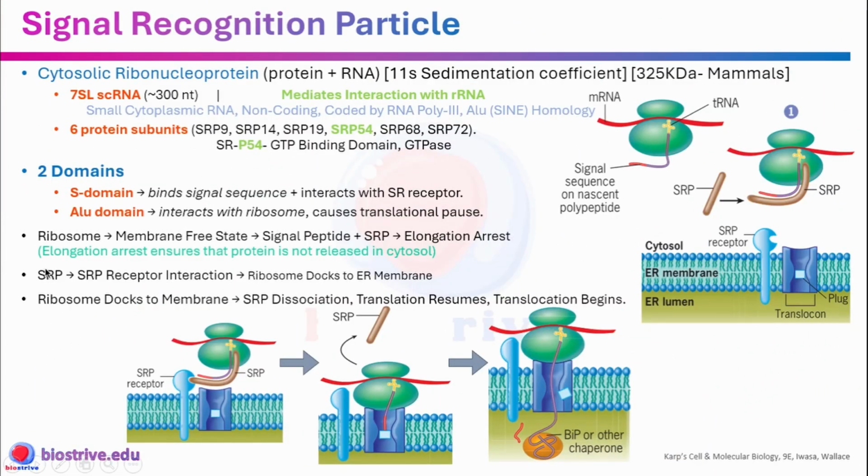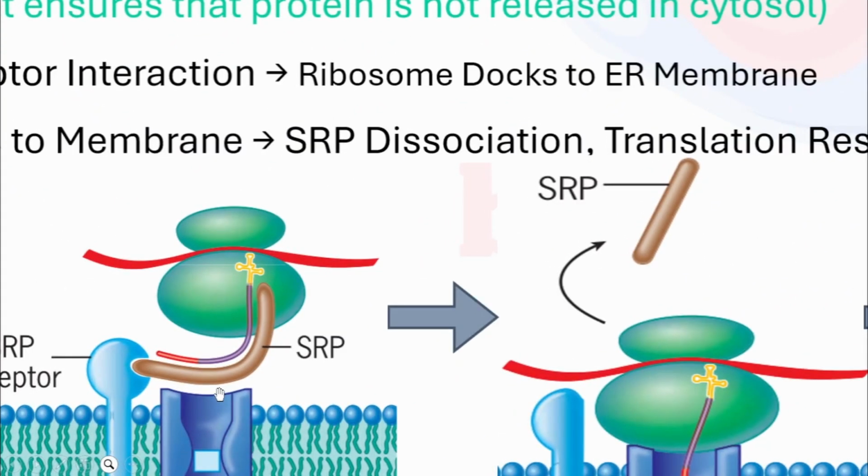Now, the important point to be noted here is that this signal recognition particle consists of two domains. By the ALU domain, it interacts with the ribosome, and by the S domain, it binds with this specific signal sequence as well as this SRP receptor. And when it binds with the ribosome, as you can see here, it causes elongation arrest of translation. This ribosome is synthesizing the protein.